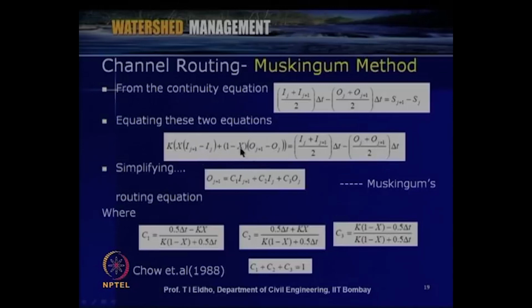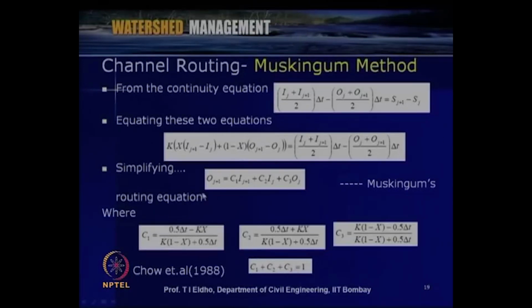Now this is our final equation as far as the Muskingum channel routing method is concerned. We can simplify this as O J plus 1 is equal to C 1 into I J plus 1 plus C 2 I J plus C 3 O J. So, this is the Muskingum routing equation.